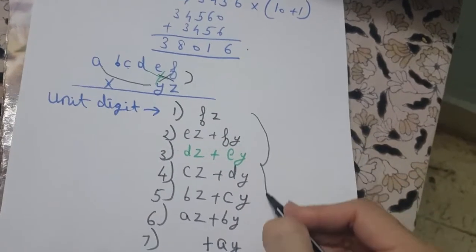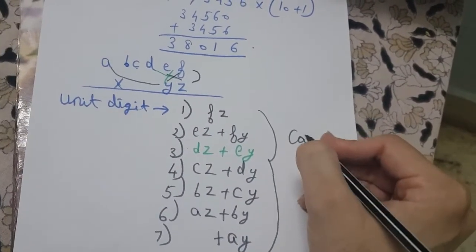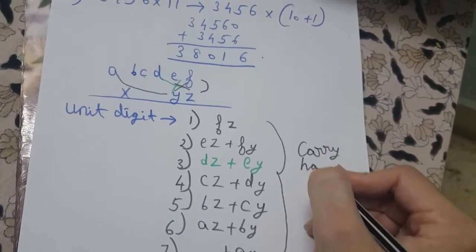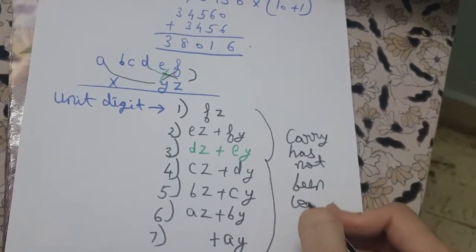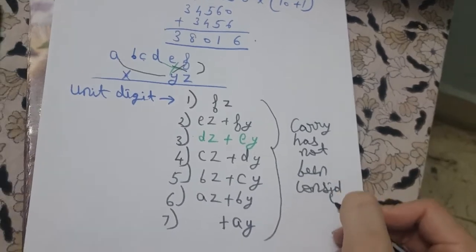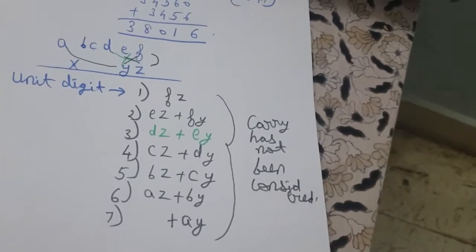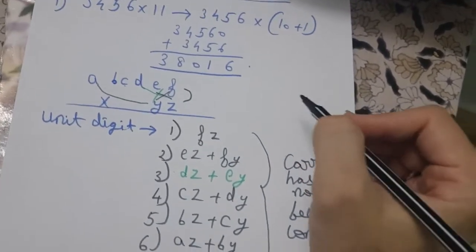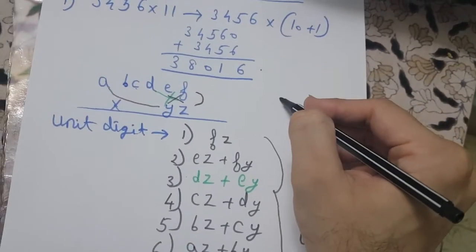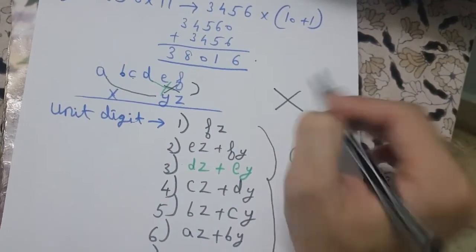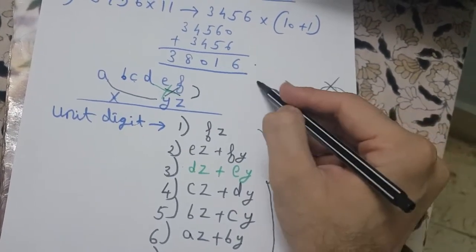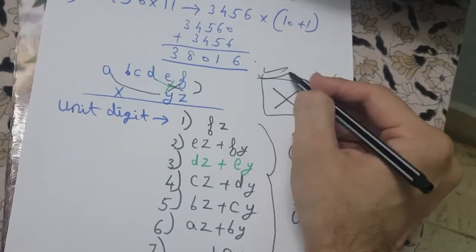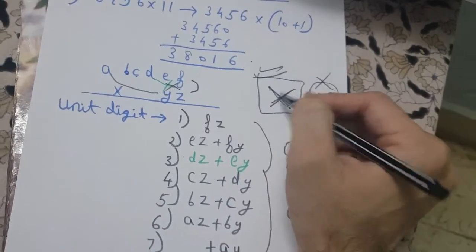In this, the carry has not been considered; you have to consider that carry. But remember the trick: you first multiply this, then this. You can't do it another way because it will create confusion. The basic concept is you just need to cross multiply this one, then this one.